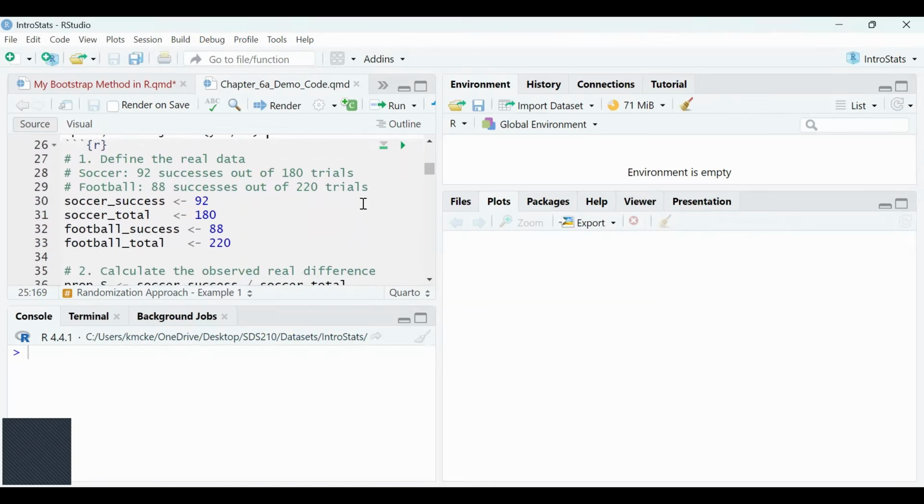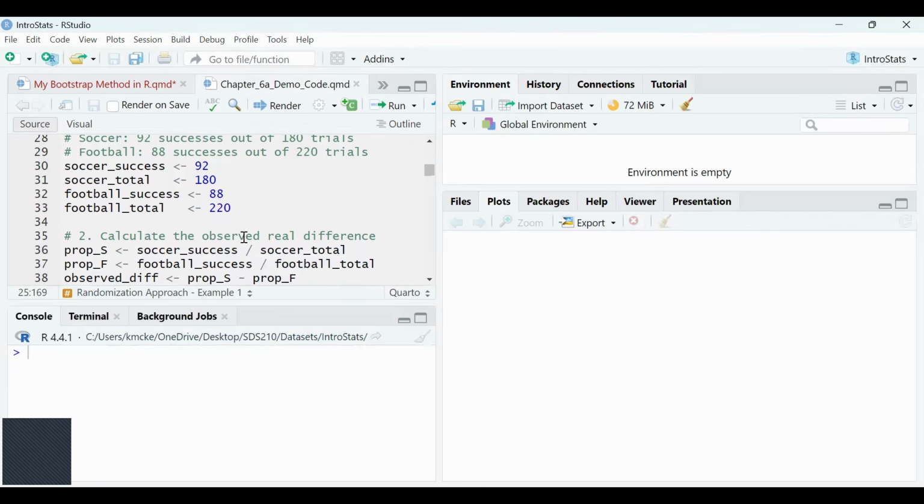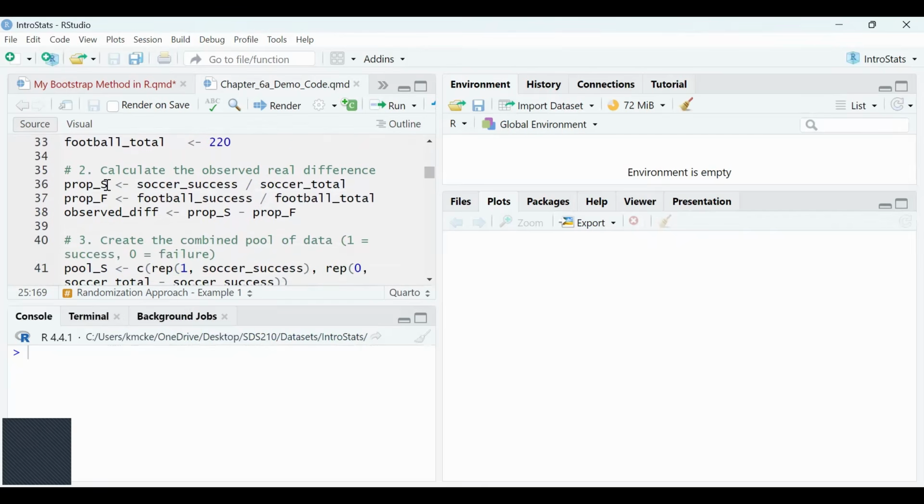So for our soccer football example, we need to first replicate the data. Soccer had 92 successes out of 180 trials. So soccer success is 92 and soccer total is 180. Football had 88 successes, so football success is 88. Football total is 220. And then we're going to figure out the proportion in S, which is the successes over the total, and the proportion in F for football, which is success over total. And then we're going to look at the observed difference of these two proportions, which we've already calculated by hand.